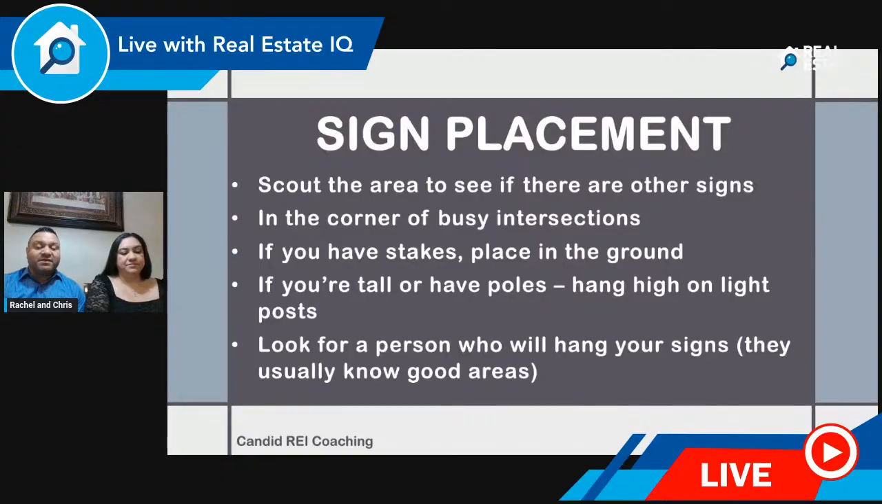In the corner of busy intersections, we all know, driving to work, driving from work, driving to other places, we're at stoplights all the time, right?